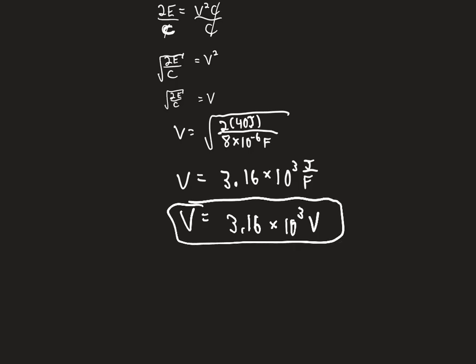Okay, and then part B. Part B asks us, find the amount of stored charge. What's the variable for charge? Q is charge. What equation can I use? Q equals VC.